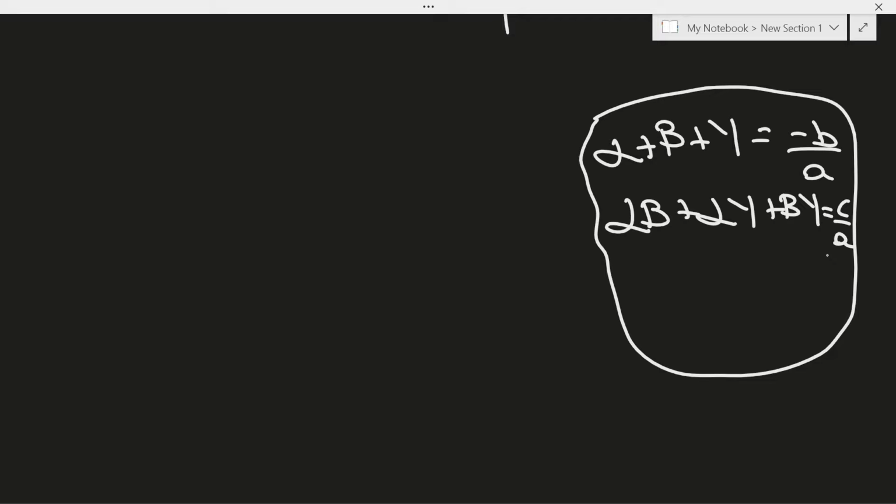And we'll go to the c value and just pick that, right? And next, if we want to multiply the roots, we'll have alpha beta gamma, and that's equal to minus d over a.